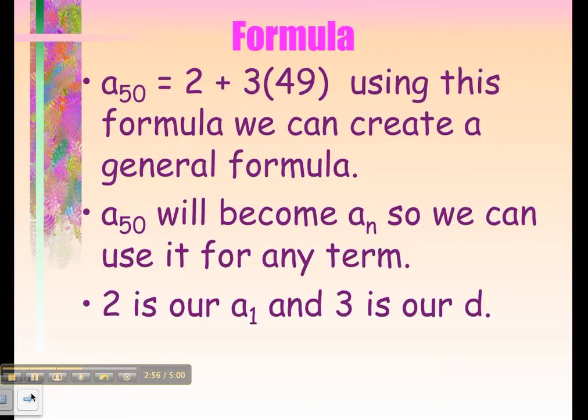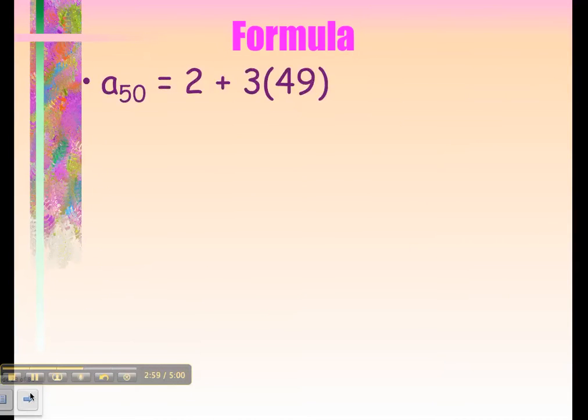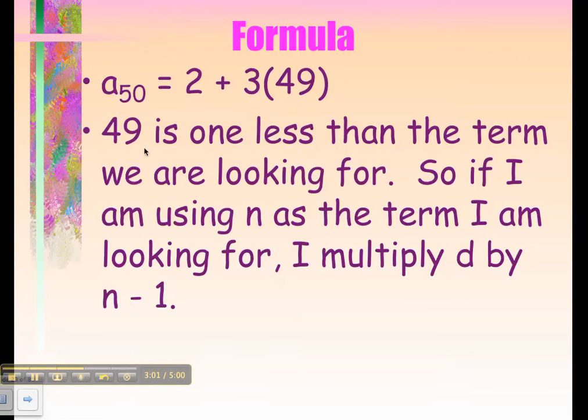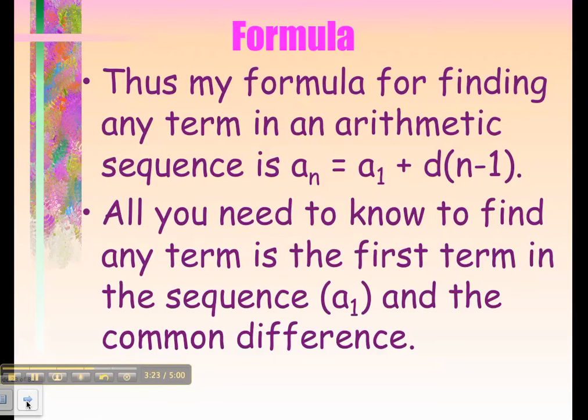So what is this 49? Well, the 49 comes from the number that is 1 less than n. So if I wanted to generalize that, it would be n minus 1. So to find the nth term, if you can see from this, what you're doing is you're multiplying d, the common difference, by 1 less than the term that you're finding and adding that on to the original term in the sequence. So here is the general formula for finding any term in an arithmetic sequence.